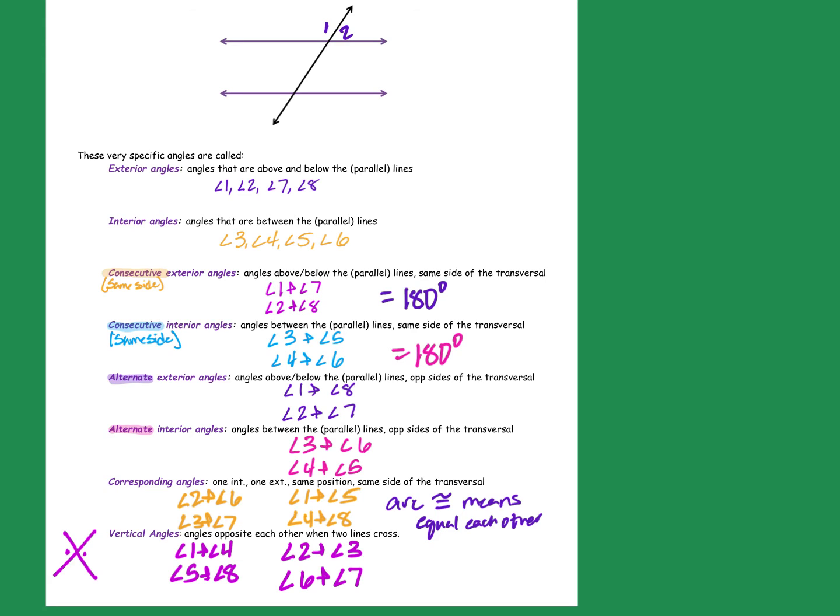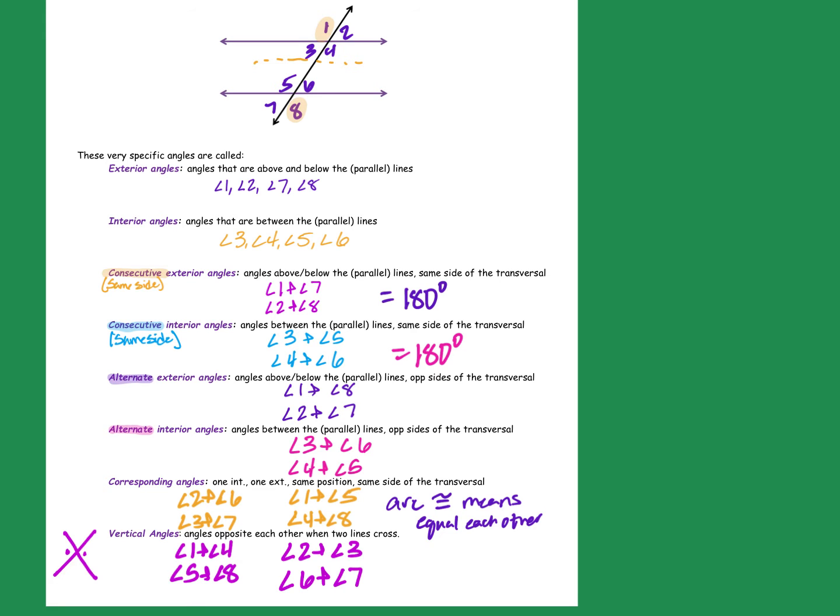So I've got 1, 2, 3, 4, 5, 6, 7, 8. So alternate exterior angles, which would be, let's see, let's talk about alternate exterior. So we've got 1 and 8. Okay, let's see if we can try and figure this out. So again, if I cut this in half, right?